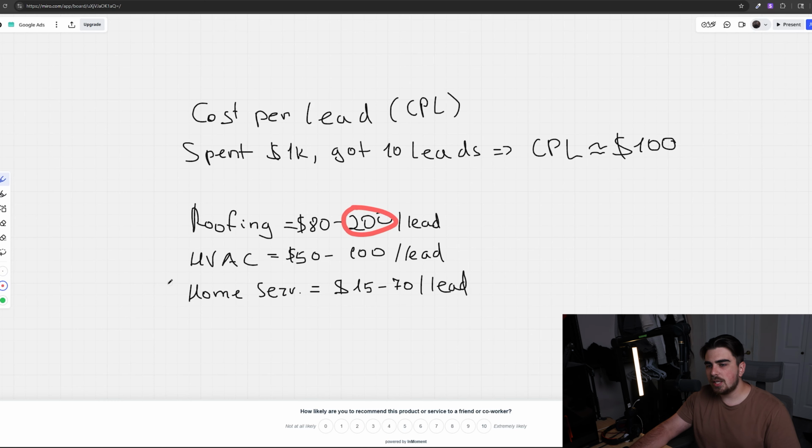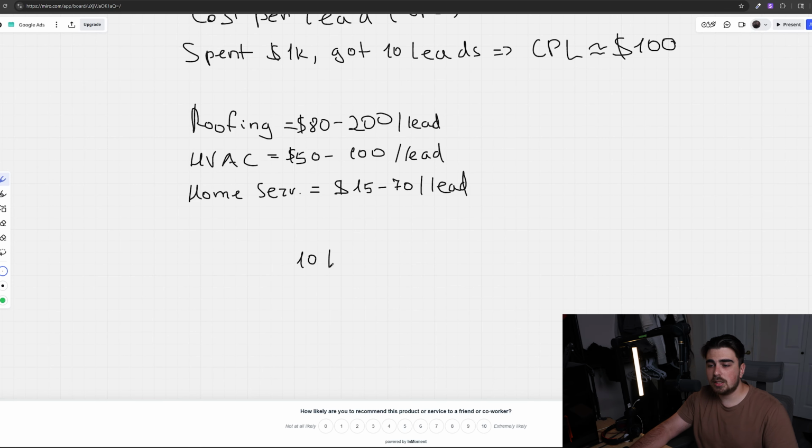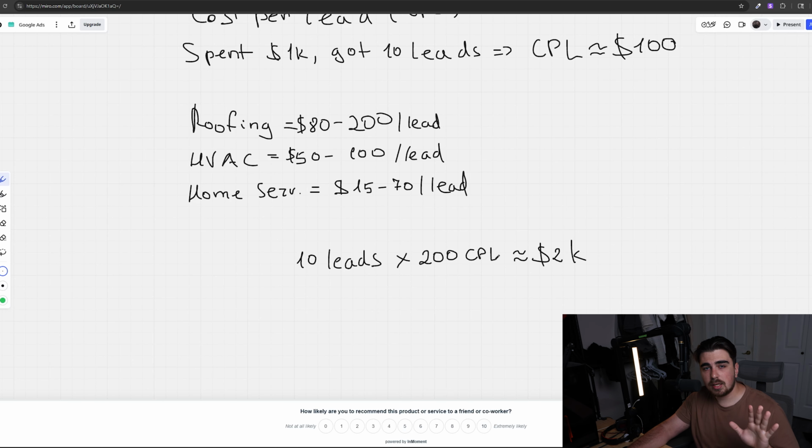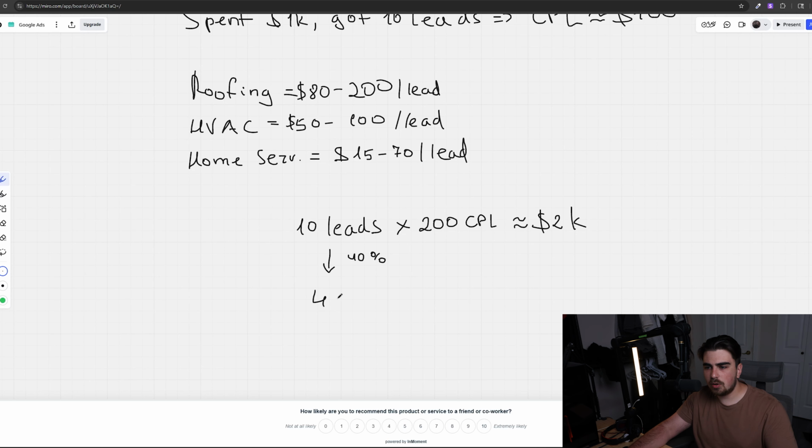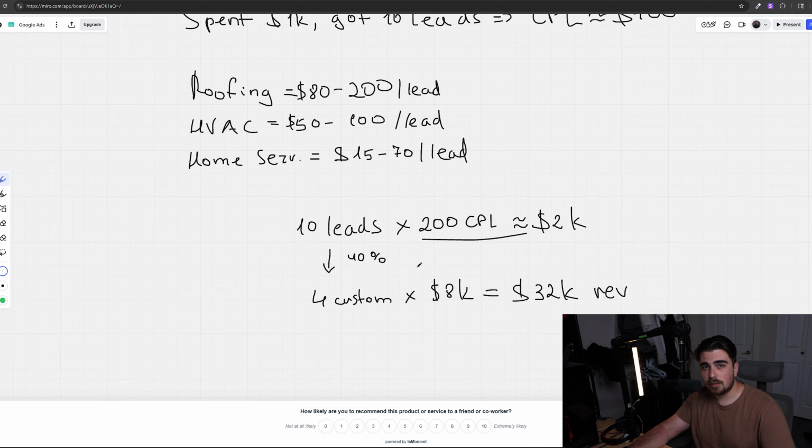If you look in here, you can say that for roofing, paying $200 per lead is not actually a lot. Let's say you get 10 leads at $200 per lead. So you will pay $2,000 to get 10 leads. Usually in roofing, 40% of the jobs are closed, so now it's 4 customers. Each customer in roofing replacement or roofing installation is worth 8K, and it can generate you 32K. Here you can see that a $200 cost per lead is actually worth it, because spending 2K on ads will bring you 32K in revenue, which is very, very good. And suddenly $200 per lead doesn't seem like a big number.